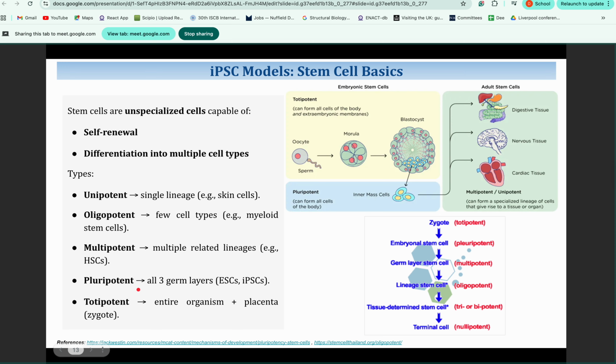Then comes pluripotent, which means they can give rise to all three germ layers, such as embryonic stem cells and iPSCs. And then totipotent means they can give rise to entire organisms plus placenta. The zygote is the example of a totipotent cell.